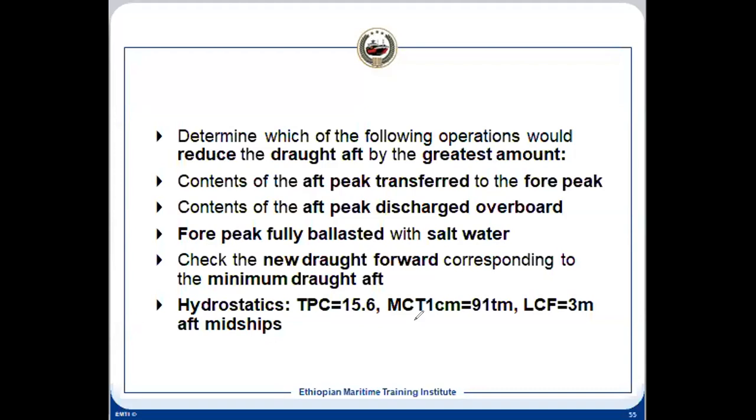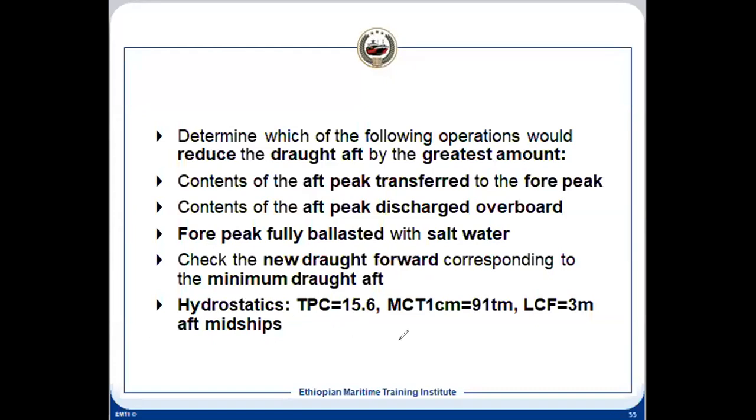See, if you transfer from the aft peak tank to the forepeak tank, definitely the aft draft will reduce. If we discharge from the aft peak tank, then also it will reduce. And if we fill up forepeak tank, we take ballast of seawater, then also aft will reduce. We need to see which one is the reduced aft draft in the greatest amount, which one will be the maximum. And also we'll have to check the new draft forward corresponding to the minimum draft aft. It means we'll be getting a minimum draft aft, and you'll have to calculate the new draft forward for that.